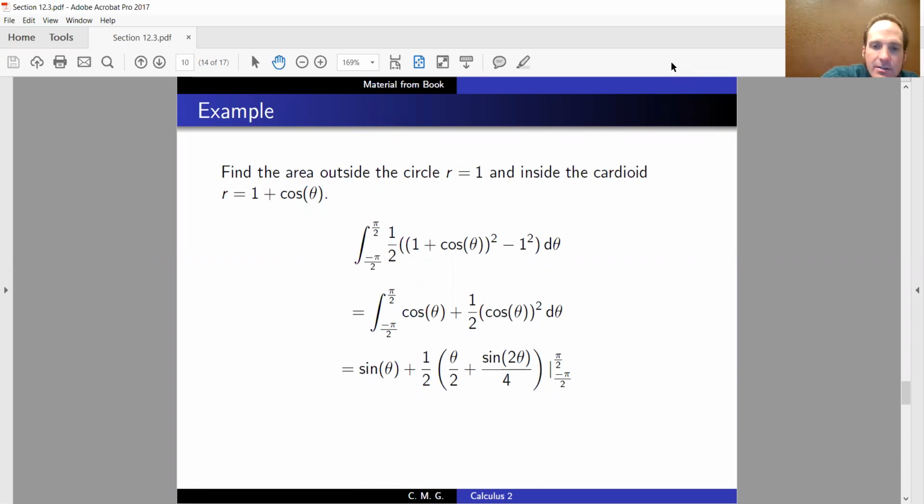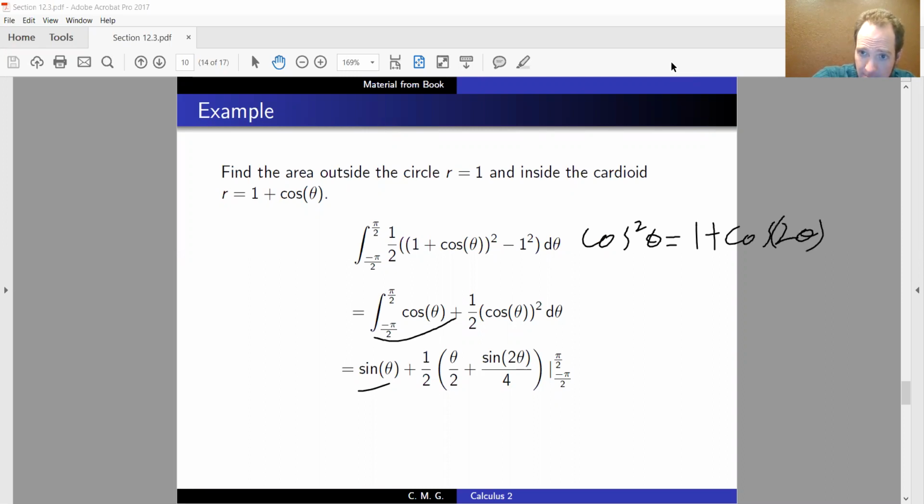So I can integrate these 2 things separately. Integrate cosine gives me sine. Integrate cosine squared. Well, cosine squared is not so nice, except we know that cosine squared theta is the same as 1 plus cosine of 2 theta over 2. So this is one of my trigonometric identities, right? So I know that cosine squared is just 1 plus cosine of 2 theta over 2. And so that's fine.